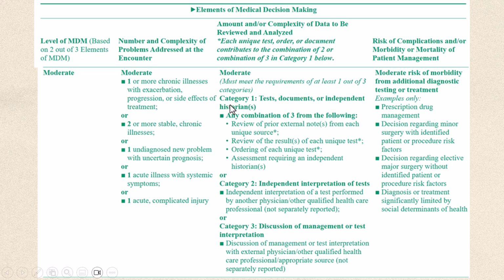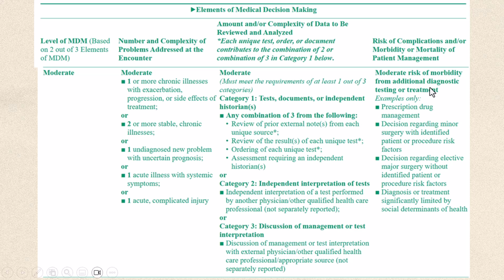The amount and complexity of data to be reviewed is moderate. Category 1: tests, documents, or independent historian, any combination of three from the following. So you have to read this one. And/or category 2: independent interpretation of tests, and category 3: discussion of management or test interpretation. No need to memorize this, but you have to understand what it is.